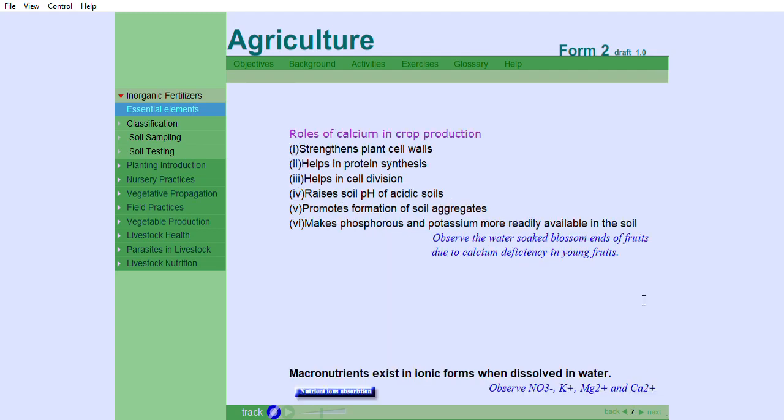Roles of calcium in crop production. Strengthens plant cell walls, helps in protein synthesis, helps in cell division, raises soil pH of acidic soils, promotes formation of soil aggregates, and makes phosphorus and potassium more readily available in the soil. Observe the water-soaked blossom ends of fruits due to calcium deficiency in young fruits.